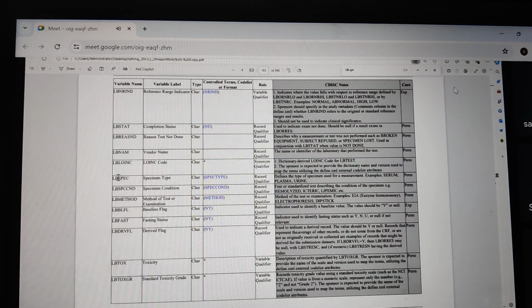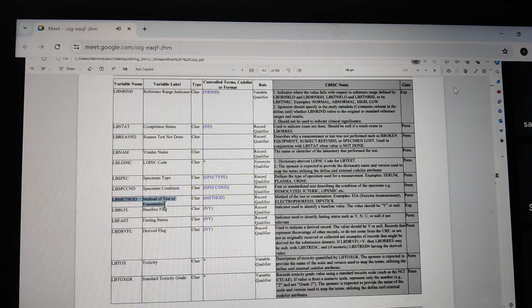LBSPEC is nothing but the specimen type. If you remember, whenever we give the sample, there will be a specimen type like serum or plasma or urine, whatever that specimen is. Then the specimen condition: what is the condition of the specimen? That might be hemolyzed, icteric, or lipemic. These are the conditions of the particular sample specimen.